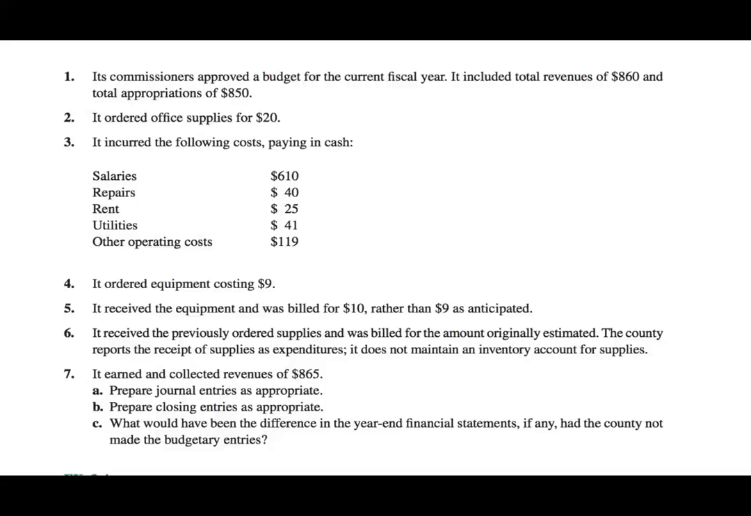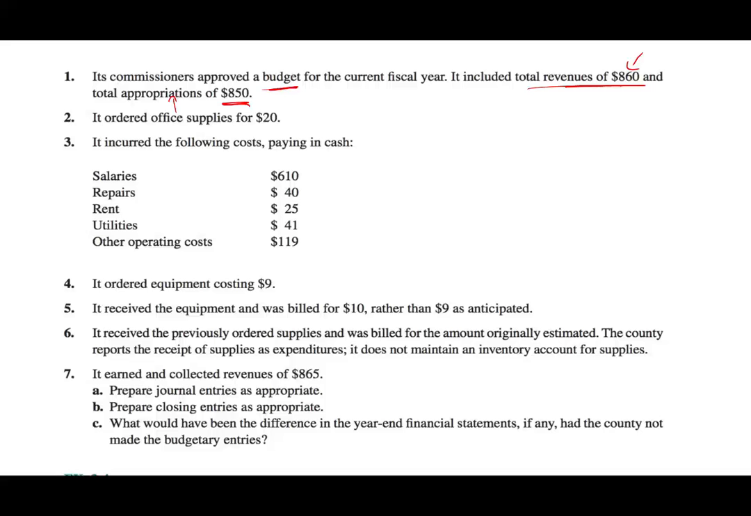So let's look at this county or this city or this entity. The commissioner approved a budget for the current fiscal year. It included total revenue of $860 and total appropriation of $850. And hopefully, you know what we mean by appropriation? This is the maximum amount that they can spend, and this is the revenue that they're expected to generate.